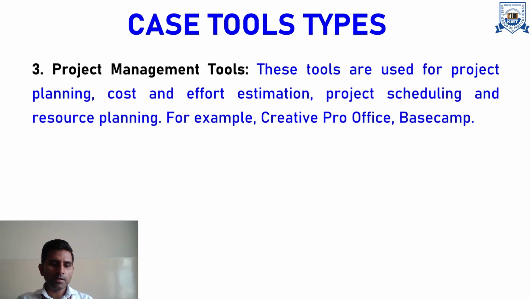Afterwards, third one is your project management tools. So these tools are used for project planning, cost and effort estimation, project scheduling and resource planning. So if you are going for management of your project in terms of cost estimation, effort estimation, scheduling of your project and resource planning of your project, then you can utilize this category of tools. In this project management category, tools like Creative Pro Office and Basecamp are some of the popular tools utilized.